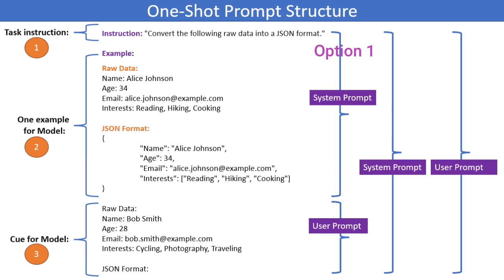The second way of ingesting this one-shot prompt to the language model is directly through the system prompt. And the third way is for such situations where many language models or tools don't understand the system prompt and the user prompt structure. They only understand the user prompt. So in such situations, you can put the entire one-shot prompt into the user prompt and ingest it to the language model.